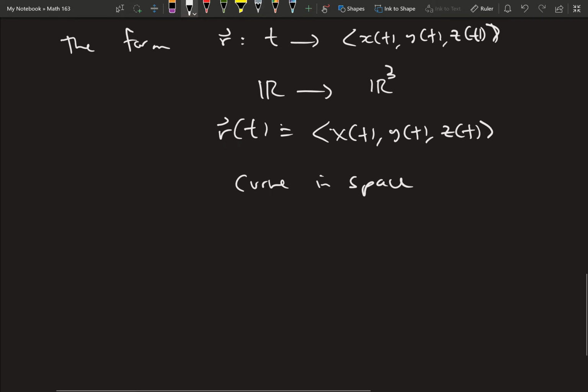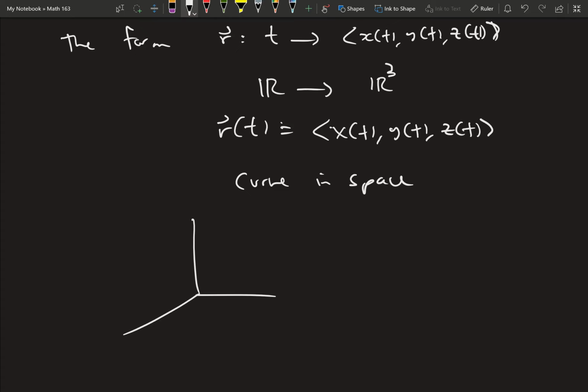So if here is your three-dimensional space, then R of t will look something like this. And it's directed in time. It has a direction. So as this arrow indicates, t going to positive infinity, so moving forward in time. Okay.